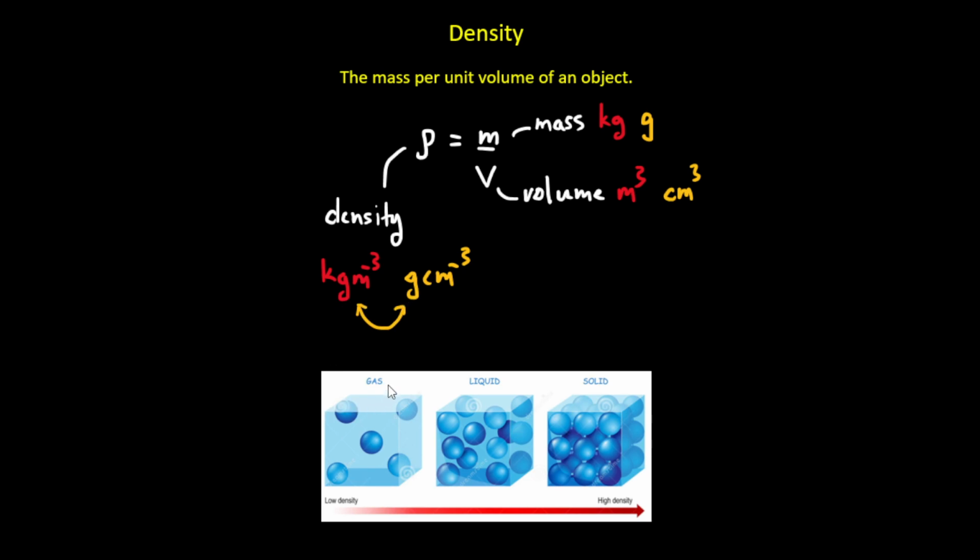If you look at this here, a gas has very low density because for the same amount of volume, there are fewer particles inside, meaning that the mass is very low in a gas, and that's why the density will be low as well. But for a solid, there are so many particles concentrated inside, so the mass is high in solids, which means that the density is also very high in solids.